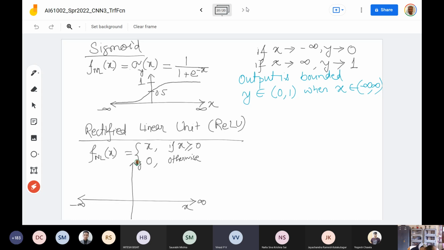For all values of x from minus infinity till 0, the value is exactly 0. After this, it is the same as what is present over here. Now, what this would do is that if x belongs to minus infinity to plus infinity, you will have y belonging to the range 0 to infinity.